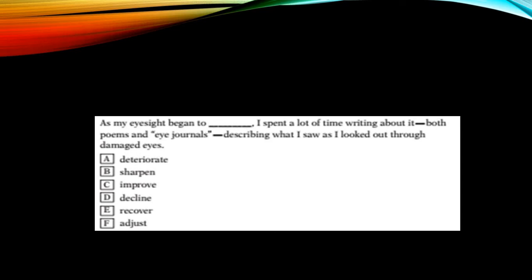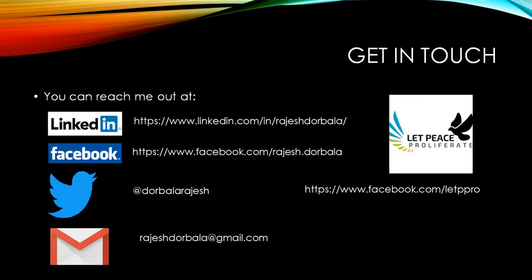Okay, so when I plug them in, I can see: as my eyesight began to deteriorate, I spent a lot of time writing about it, both poems and "I journals." Similarly, when my eyesight began to decline, I spent a lot of time writing about it, both poems and "I journals," describing what I saw as I looked out through damaged eyes. Beautiful, beautiful.